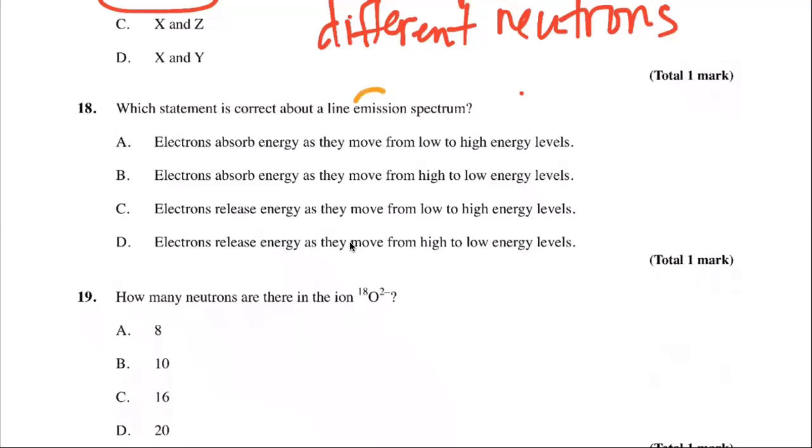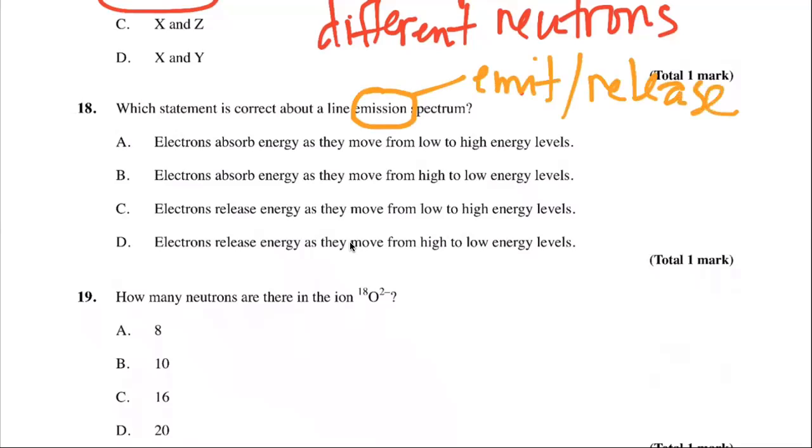Low to high. Well, okay, so let's think about this. Emission spectrum: if you're emitting, are you absorbing or are you releasing energy? Duh. So if it's an emission spectrum, you're emitting energy, which means you're releasing energy. Remember, the other type of spectrum is the absorption spectrum. The absorption spectrum has to do with absorbing energy. So A and B should be eliminated right off the bat because they say absorb energy, which is not emitting. Emitting has to do with releasing energy.